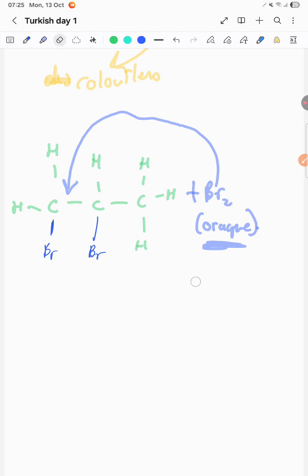I'm going to draw the wrong answer, what some kids do. Some kids would have the Br here and have the H here. Do you see what's wrong with this? This is wrong because the double bond was here. Both the Brs need to go where the double bond was. So here you will put Br, and that is the H. I hope that makes perfect sense.